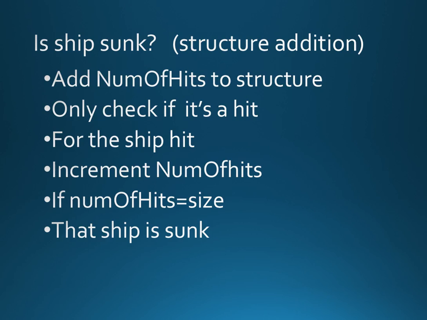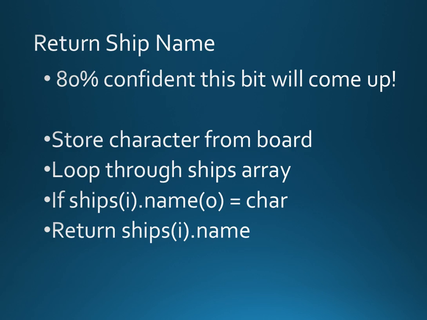Let's have a think about doing it the other way, with an addition to the structure. So we need to add, for the sake of argument, number of hits to a structure. Every time we hit a particular ship, let's say the aircraft carrier A, we need to go to the array of ships, and we need to do ships.number of hits, and we need to increment that by 1. And then after we've done that, we can check, is the number of hits equal to the ship size? If it is, that ship's sunk. Job's a good one.